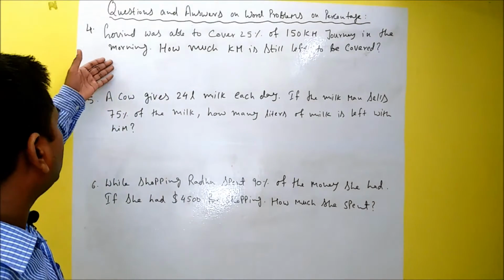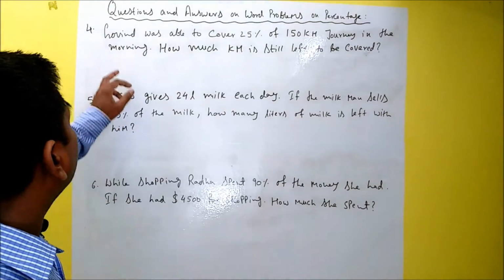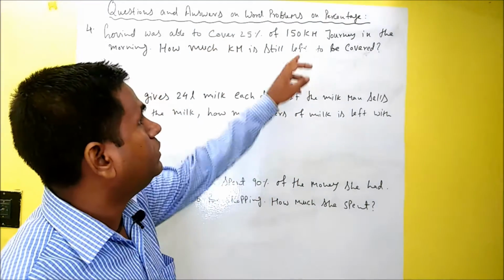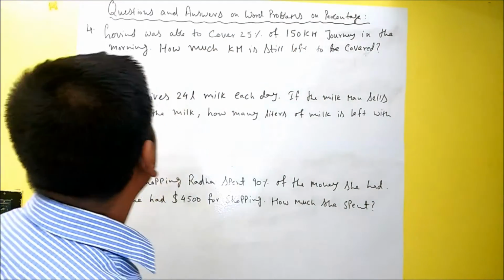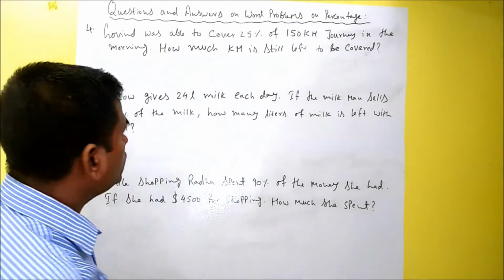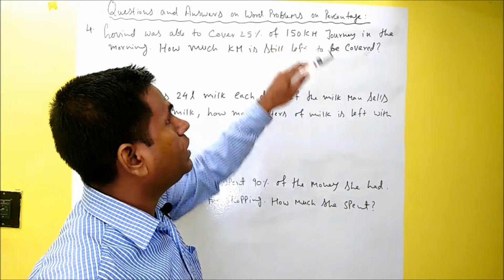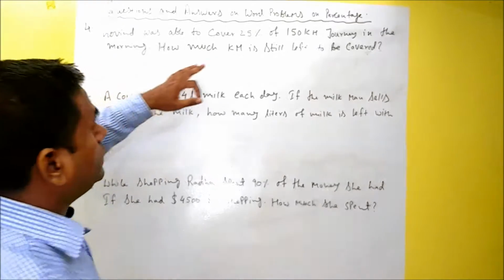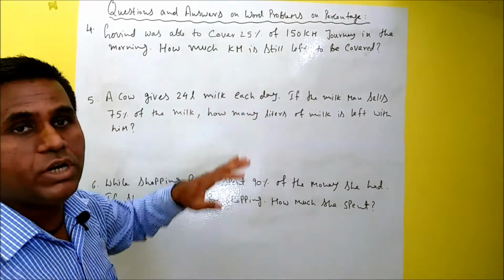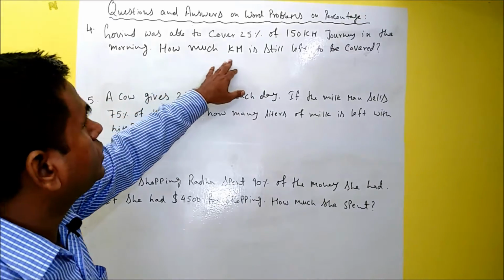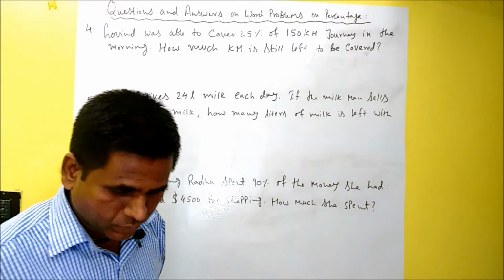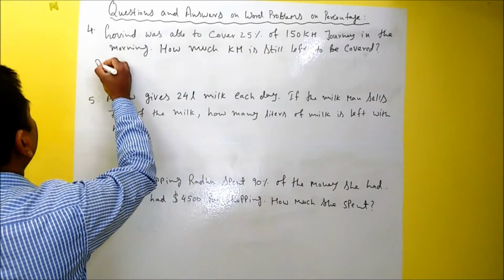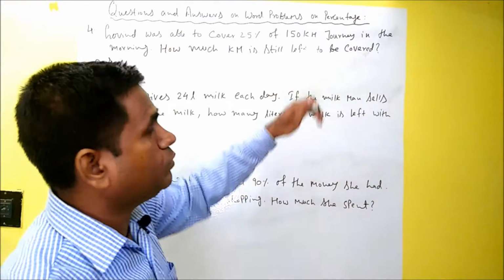So here I am back with another set of questions. Let's get started. Fourth one is Govind was able to cover 25% of 150 kilometer journey. That means Govind has gone for a journey, and total distance he has to cover is 150 kilometers. So in that 150 kilometers he has completed only 25%. How much kilometer is still left to be covered? Okay, so we have to find the answer in kilometers.